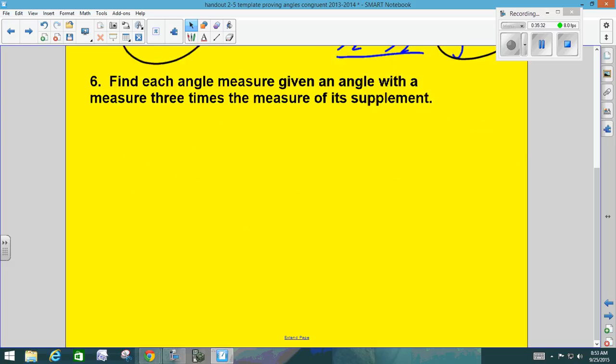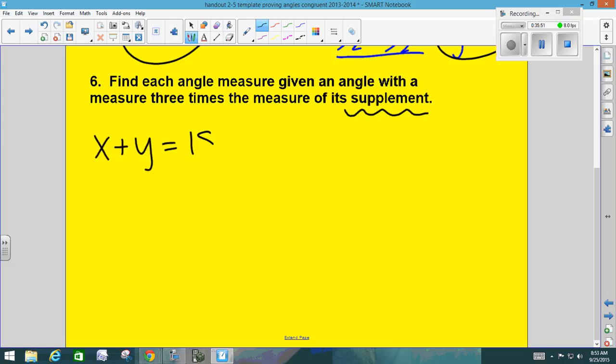Find each angle measure given an angle with a measure 3 times the measure of its supplement. Okay, 3 times the measure of its supplement. If they're supplements, what do we know about the two angles? They add up to 180. So create an equation from that. X plus y equals 180, where x and y are the two angles.